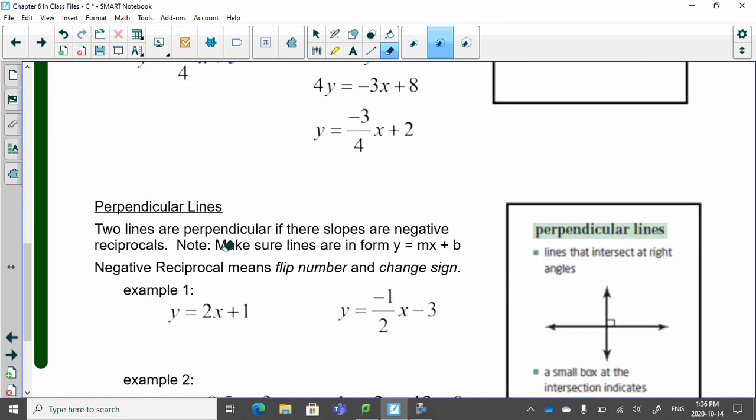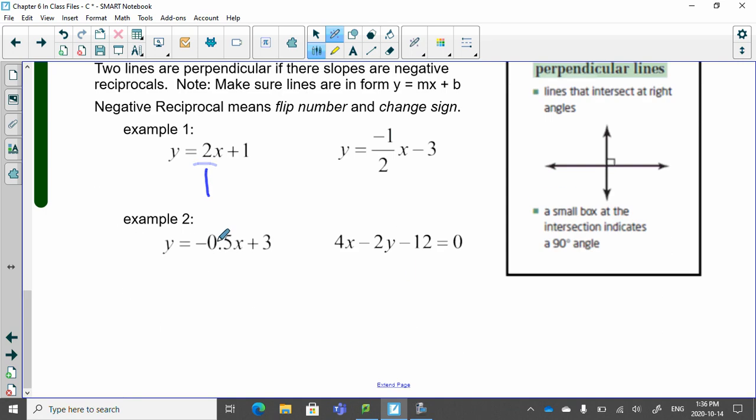Perpendicular lines, though. Two lines are perpendicular if their slopes are negative reciprocals. Okay? Make sure they're in y equals mx plus b. And please note, negative reciprocal means flip the number, the fraction, and change the sign. So when you take a look at these two equations, this slope is easy to see. -1 over 2. This is 2 over 1. Do you see how you flip this and change the sign? These are perpendicular.